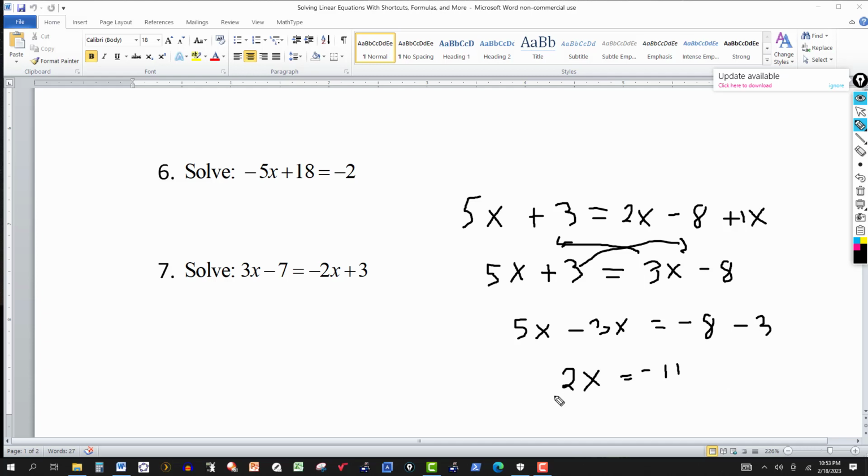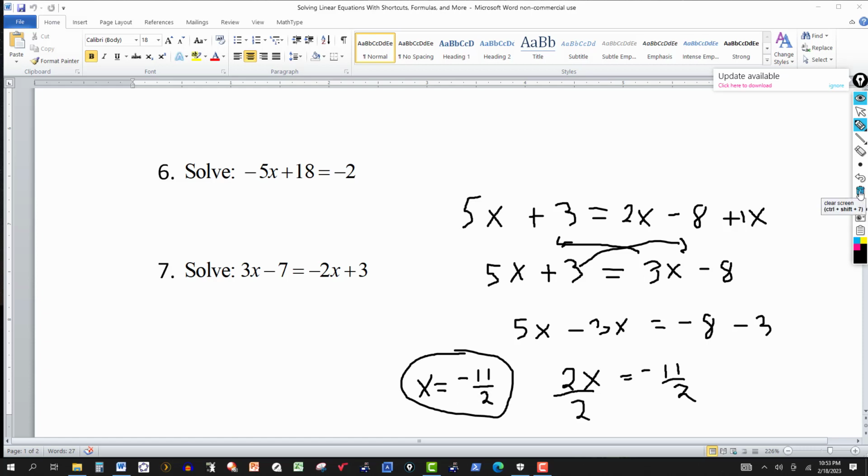And then here, to make the coefficient of the x a 1, I divide here by 2. Divide here by 2. x is equal to negative 11 over 2. Now if this had been a 10, and I divide 2 into 10, I get 5. But since it doesn't go evenly, I just leave it as a fraction, unless I give you specific instructions. So x is equal to negative 11 over 2.